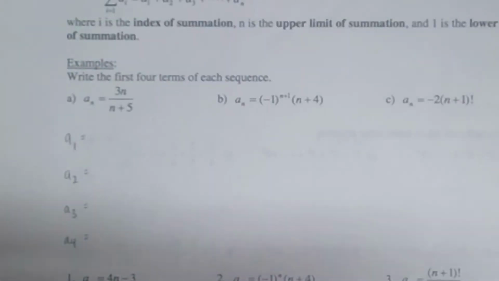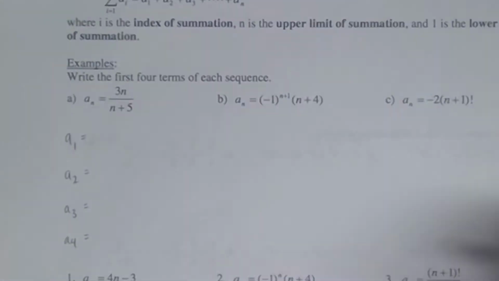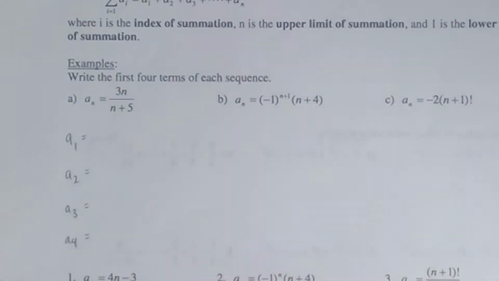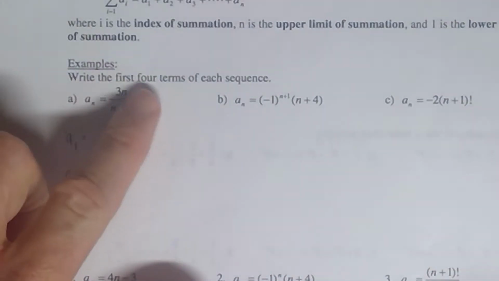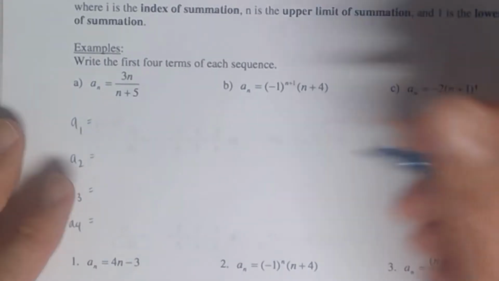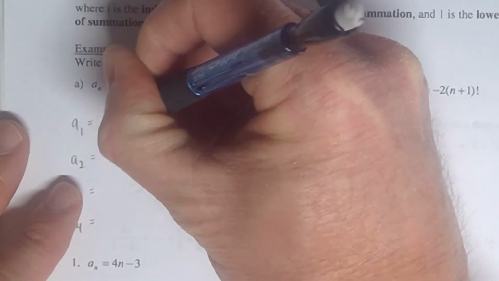That means that if you wanted to know the 5th term of the sequence, you do a sub 5. If you wanted to know the 10th term of the sequence, it would be a sub 10, and then you plug in 10, for example. But since they want to know the first 4, this is what we're going to plug in: 1, 2, 3, and 4. Let's see how it comes out.